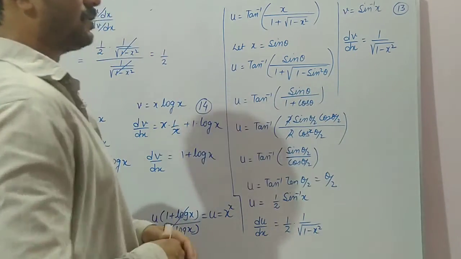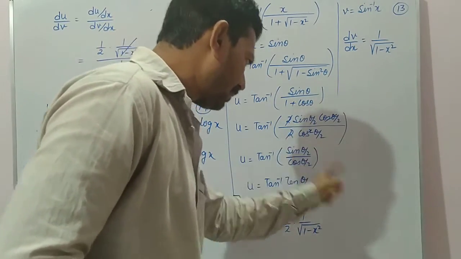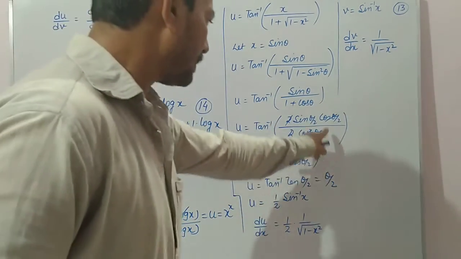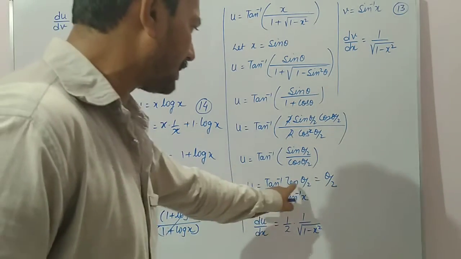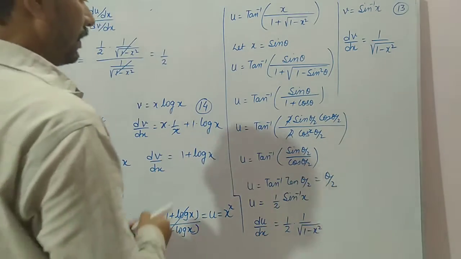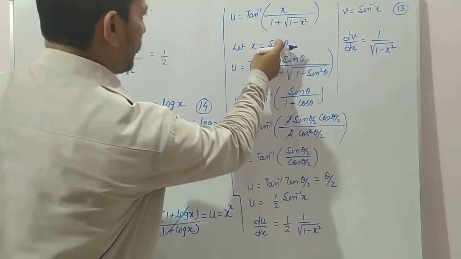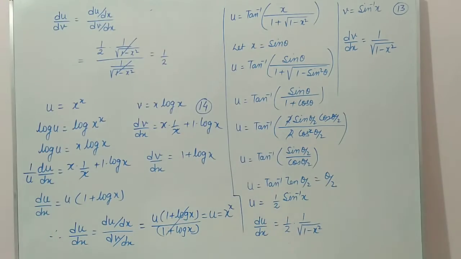Sin theta can be written as 2 sin theta by 2 cos theta by 2. 1 plus cos theta can be written as 2 cos square theta by 2. On simplification you get tan theta by 2, that is tan inverse of tan theta by 2, that is theta by 2. Now this is 1 by 2 theta, and theta can be written as sin inverse x. So 1 by 2 sin inverse x.